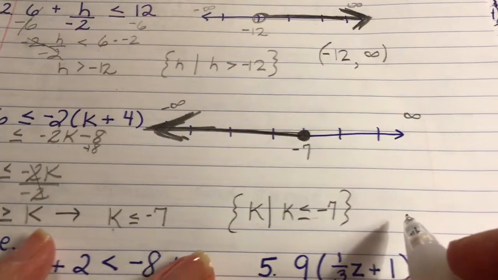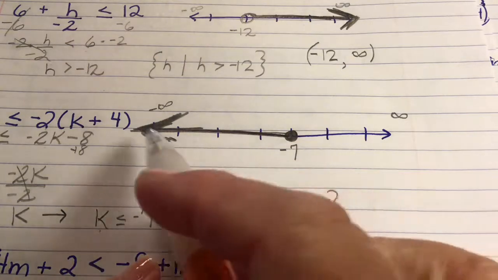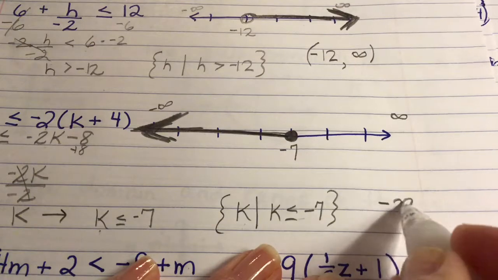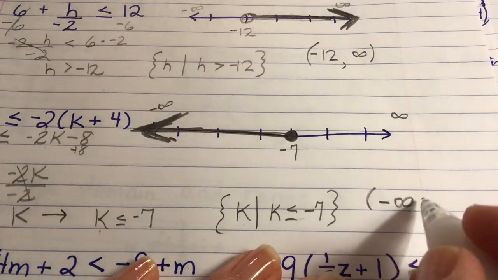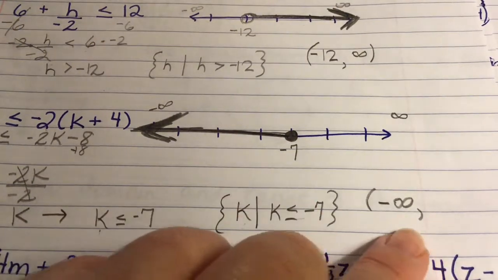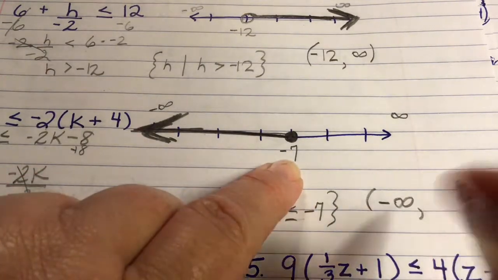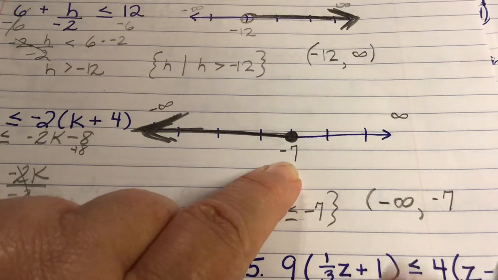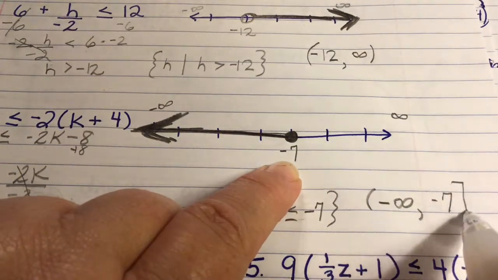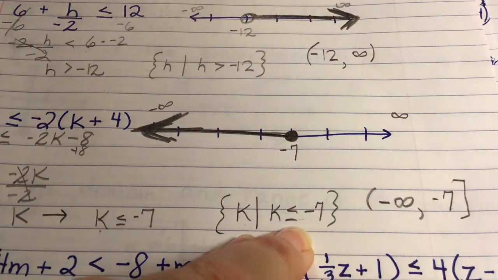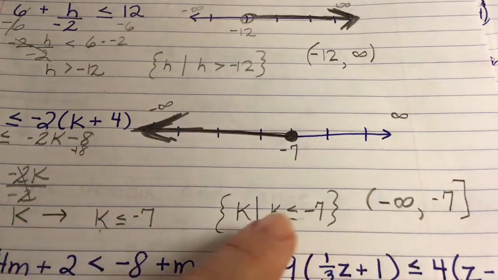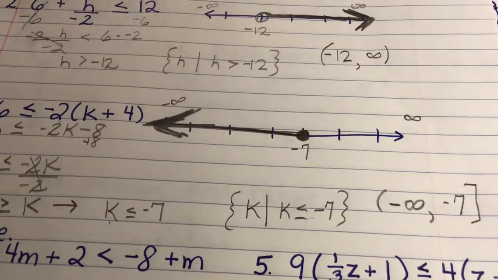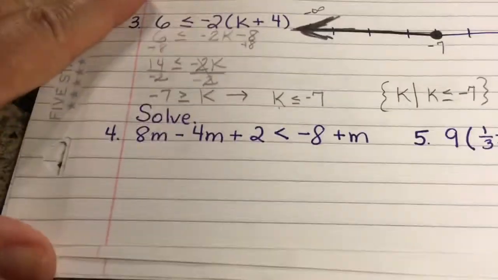Interval notation, I want to read my number line from left to right. Where does my number line start being shaded? It starts at -infinity. Remember, -infinity gets a parenthesis. Where does my number line, comma, of course, stop being shaded? It stops at -7. Does it include -7 or exclude -7? Well, it includes -7, so you would put a bracket. So that's interval notation, and that's set builder notation.